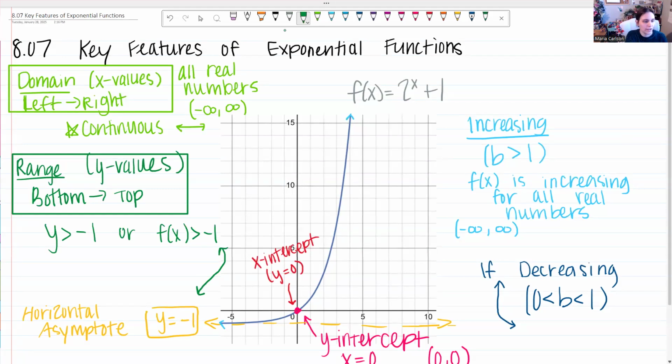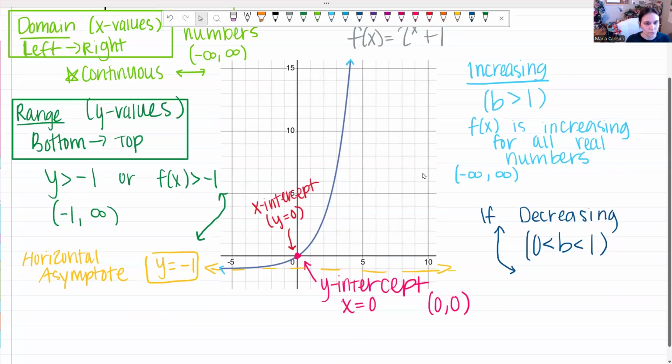Another way I could write this range, it's all of the values starting at -1 going up to infinity. Everything above -1. Notice I did not put the bracket around -1 because it's not equal to it. It's the asymptote. It's that value it's approaching, but the exponential will never quite equal -1.